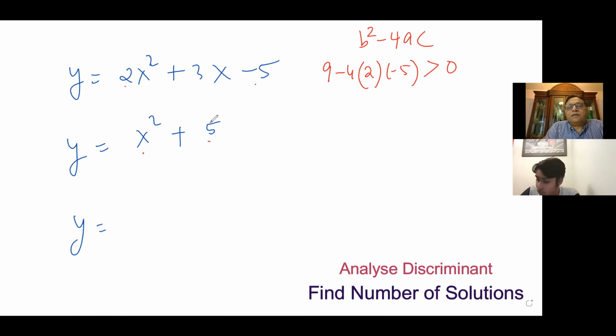In this other case, b square minus 4ac, b square is 0, right? Minus 4 times 1 times 5, so it is less than 0. No solution. You get the idea.